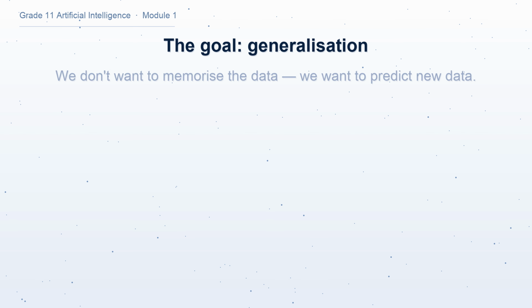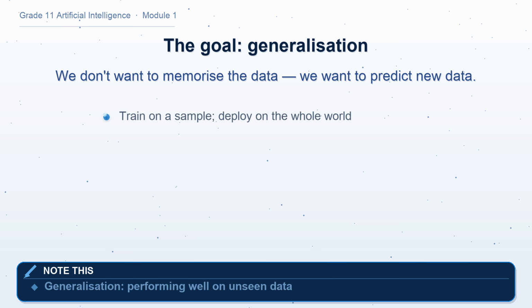Imagine training a model to predict maize yield for farms across Rwanda. We can only collect data from some farms, yet we want the model to work on farms it has never seen. That ability, performing well on new, unseen data, is called generalization, and it is the real goal of learning.